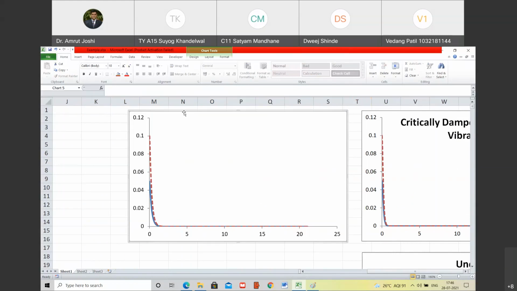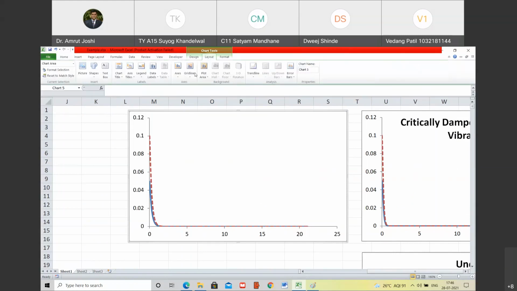But let me name this one. So what is the name for this? So you have to go to layout. In layout, not axis titles, chart titles, above the chart. And I'm going to name it as overdamped system. Overdamped system, which vibration? Free vibration. Are you with me?